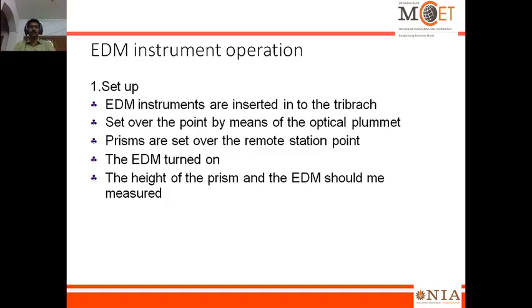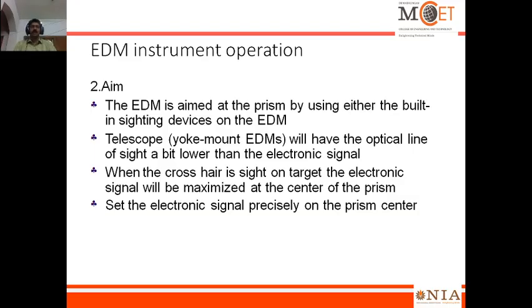EDM instrument operation setup. EDM instruments are inserted into the tribrach and set over the point by means of the optical plummet. Prisms are set over the remote station point. The EDM is turned on. The height of the prism and the EDM should be measured. The EDM is aimed at the prism using the built-in sighting device. The telescope's optical line of sight is a bit lower than the electronic signal. When the crosshair is sighted on the target, the electronic signal will be maximized at the center of the prism. Set the electronic signal precisely on the prism center.